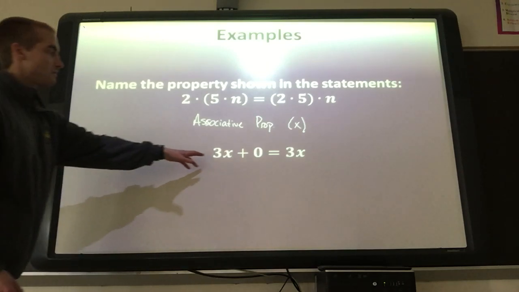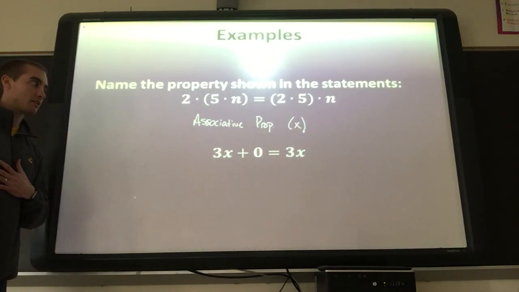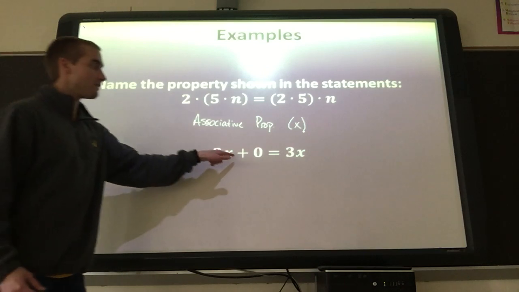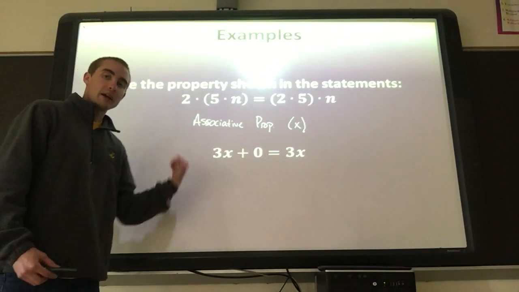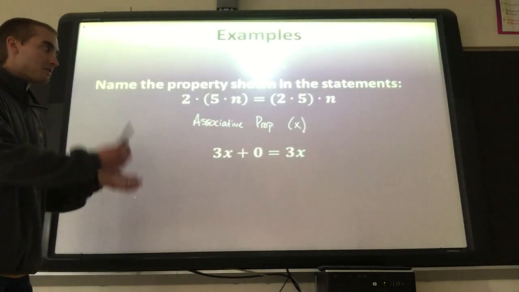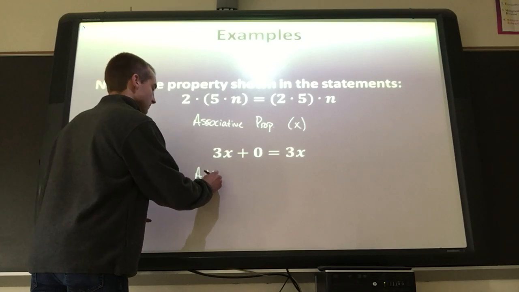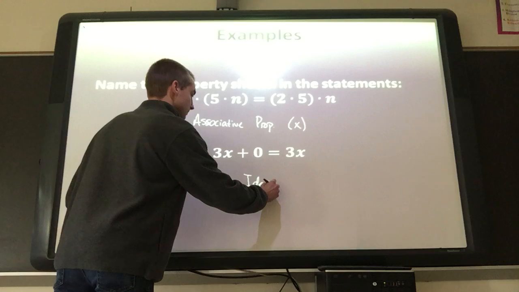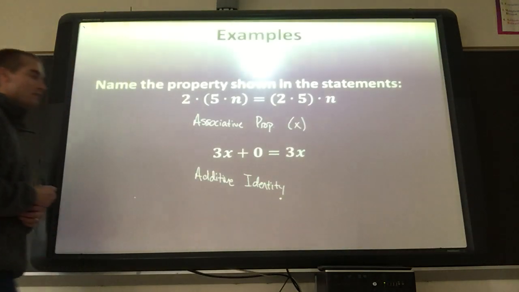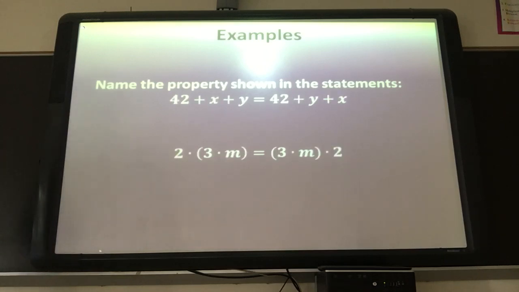Okay, for our second example here, we've got 3x plus 0, and then our answer would be 3x still. So this is saying if you add 0 to something, that number is not going to change. Well, look back at your chart if you need to. When you add 0 and nothing changes, that is called the additive identity. So the additive identity, we add 0 to a number, nothing happens. Okay, let's look at a couple more examples.